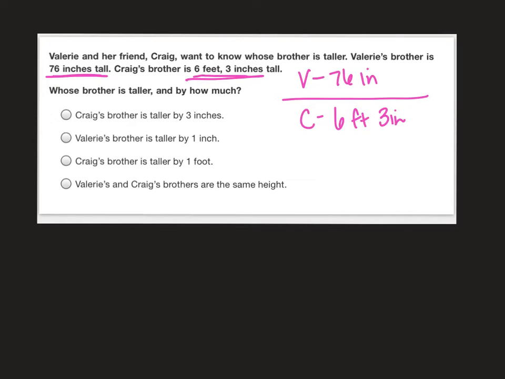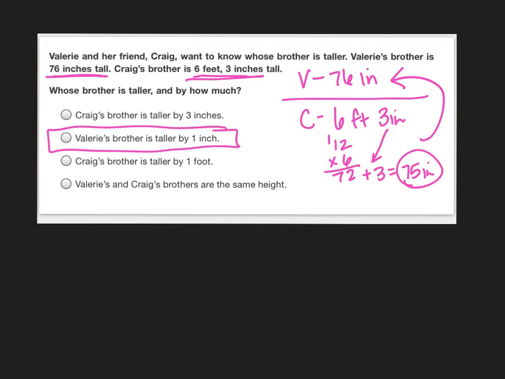So what I'm going to do is make sure I know, you can look back at your conversion chart if you need to, but there are 12 inches in a foot. So that tells me that I can say 6 times 12 to figure out how many inches I have. So that's what I'm going to do real quick. 12 times 6. 6 times 2 is 12. Carry the 1. 6 times 1 is 6, plus 1 is 7. So we have 72 inches, but we also have to add the 3 that he already was, but that only makes him 75 inches tall compared to the 76. So we know that Valerie's brother is taller by 1 inch. So that means that our answer is the second choice.